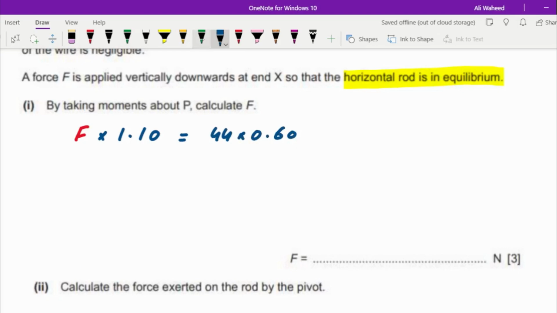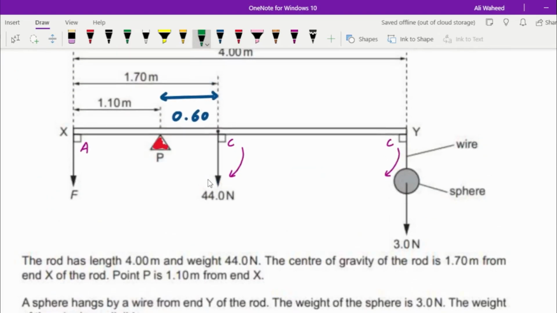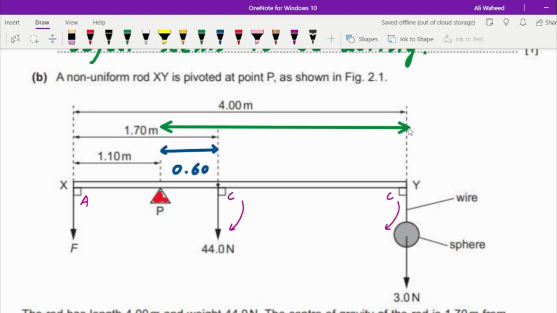But then you have another force that will rotate the rod clockwise, and that is this force of 3 Newton. And what is the distance of that force from the pivot? The distance between the line of action of the force and the line of the pivot is represented by the green line for the force of 3 Newton. Now the question is, how much distance is this one?